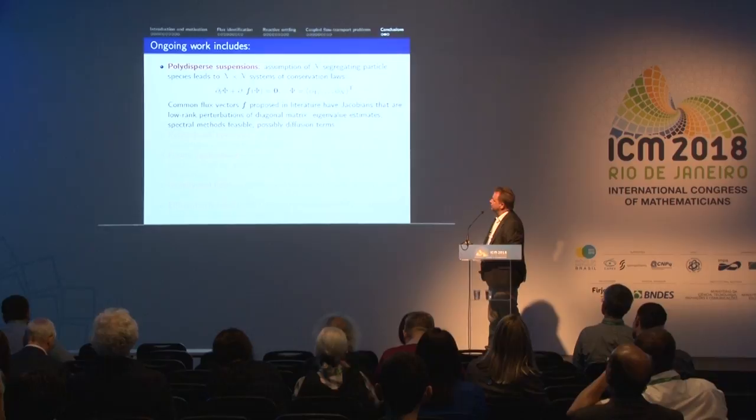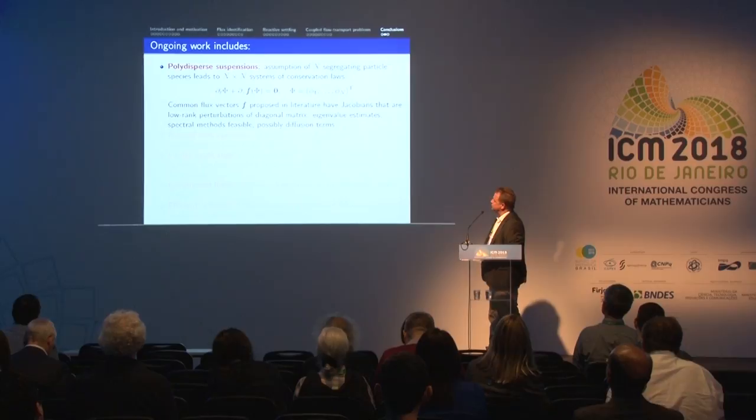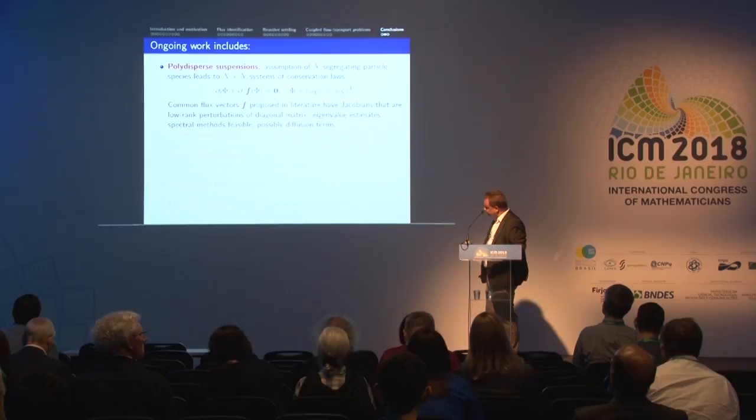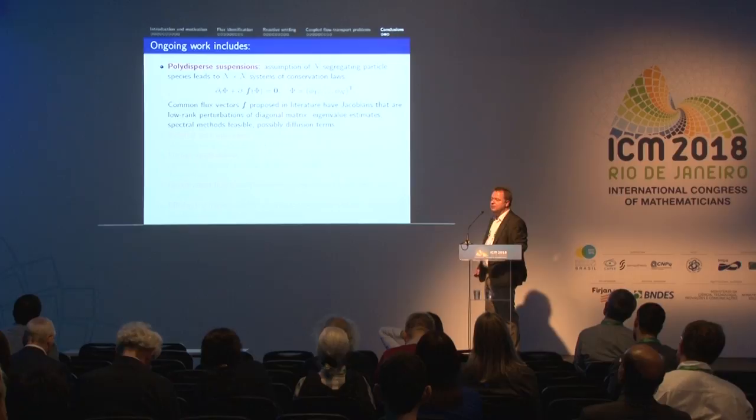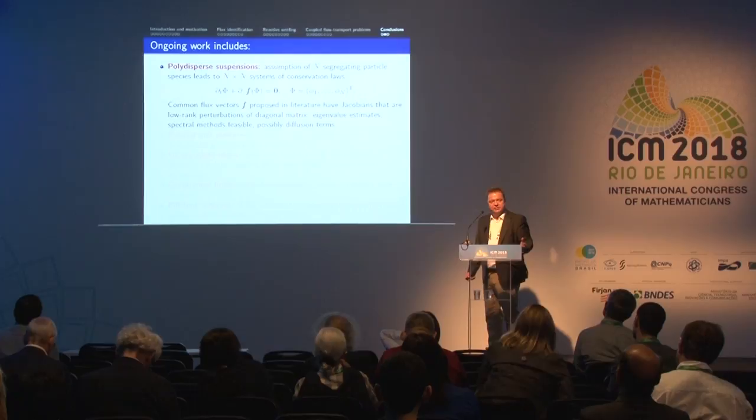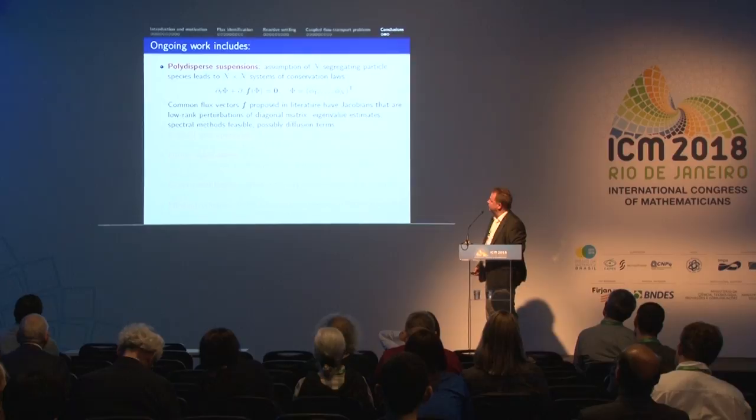Finally, I would like to mention a few directions of ongoing work. I have not talked about so-called polydispersed suspensions, that is, systems that are formed by a number n of particle species that segregate from areas of different composition. They give rise to systems of conservation laws of arbitrary size, but with flux vectors that are composed in a systematic way and therefore make eigenvalue estimates and spectral schemes feasible.